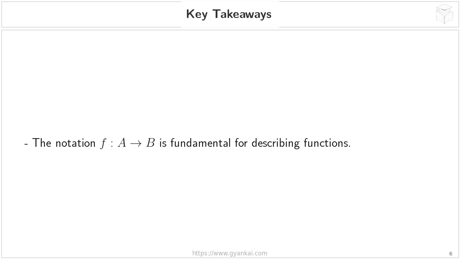Key takeaways. Let's recap what we've learned about function notation and terminology. This slide summarizes the key takeaways, which are really important as we move forward. First point, the notation f: A → B is fundamental for describing functions. This isn't just a fancy symbol. It's the core of how we communicate what a function does. F is the name of the function, A represents the domain, and B represents the codomain, and the arrow shows the mapping from one to the other. Getting comfortable with this notation will make everything else much easier.